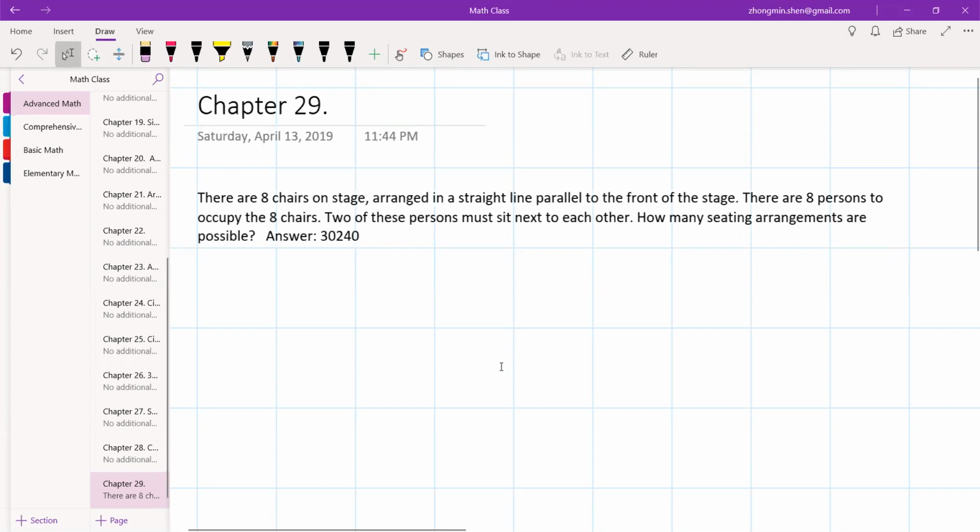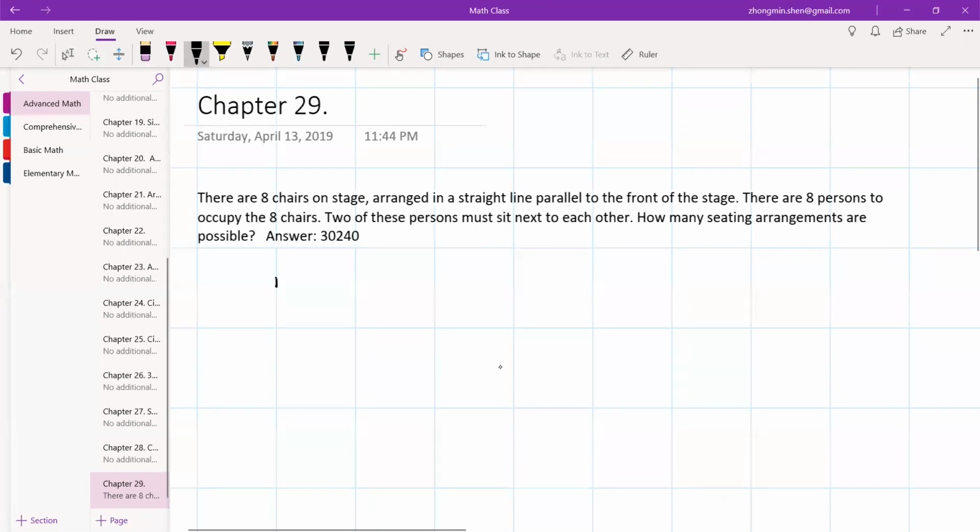So if you can do this problem, then the opposite way, if those 2 persons must sit next to each other, if you can do those arrangements first, then you do the subtraction. You can get the arrangements where 2 of these persons do not sit next to each other. So let's do this problem first. 2 of these persons must sit next to each other. How many seating arrangements are possible?